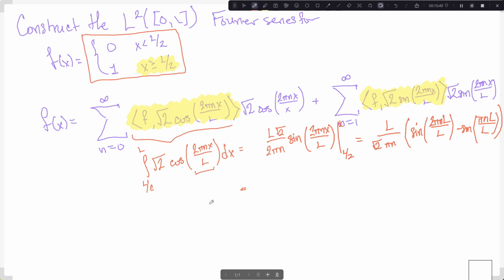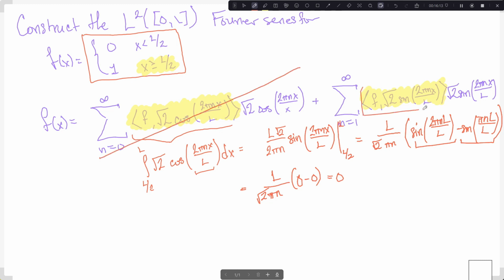And if I simplify this a little bit farther, I'm getting L over root 2 pi n. And then over here, this is 0 because that's going to be full rotations of the unit circle. This is going to also be 0 because that's going to be half rotations of the unit circle. And sine is 0, both at full and half rotations of the unit circle. And so I end up with 0 here. So in fact, all of these terms are 0.